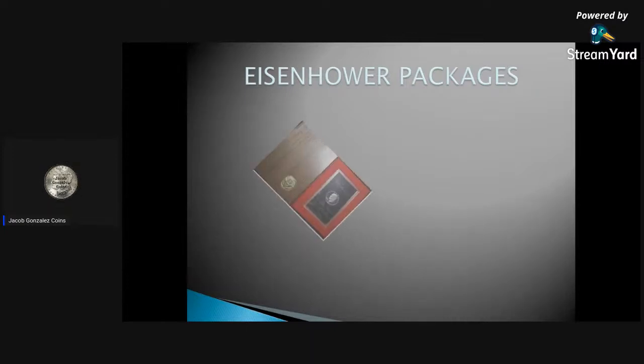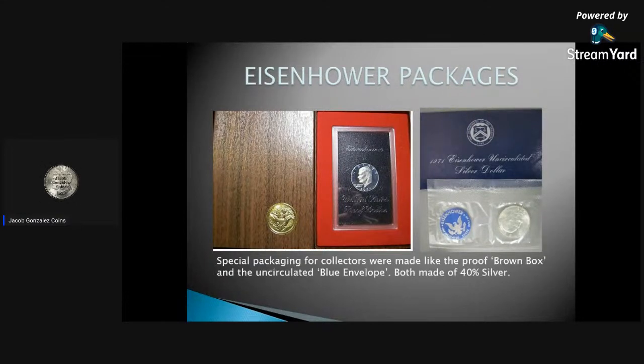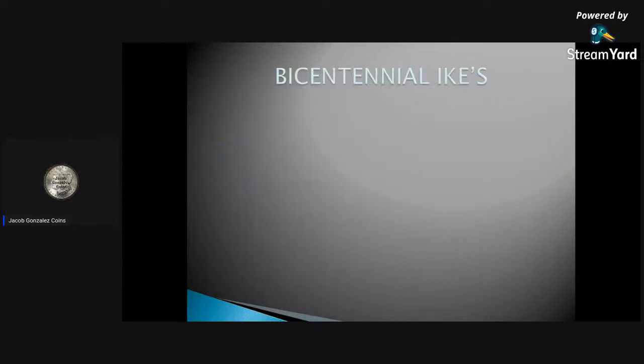Eisenhower packages. So, these were some of the packages that the Eisenhowers came in. The special packaging for collectors were made, like the proof brown box and the uncirculated blue envelope. Both of them were made with 40% silver.